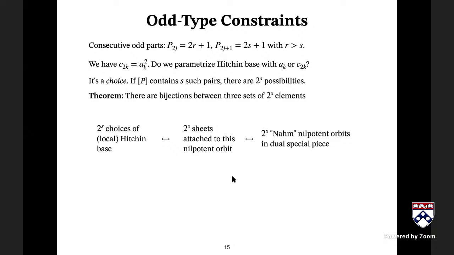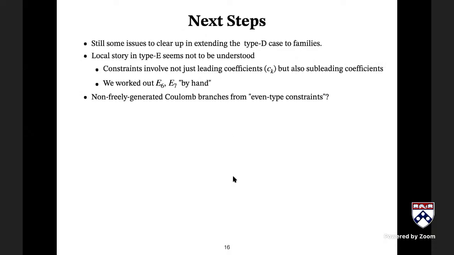Okay, so that I think is hopefully clarifying. I'd now like to say where we're headed and talk about some of the issues that crop up. So far I've just told you about the local story in type D. We also have a global story, fitting these things together into families. I would say we understand 90% of what needs to be done, but there are still a few picky issues that arise in type D that didn't arise in type A that are still slightly confusing.